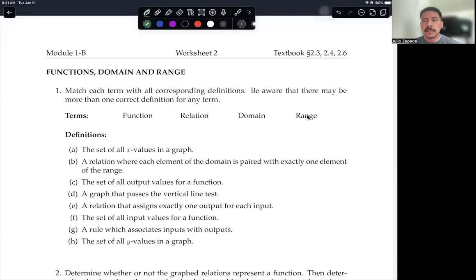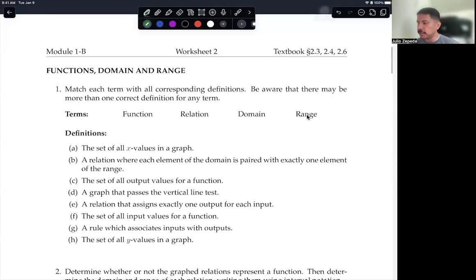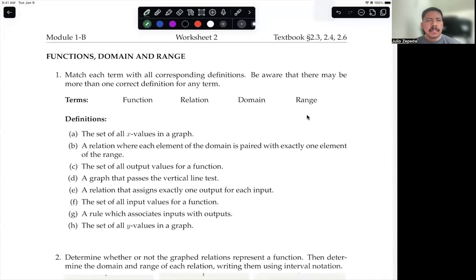Today we're going to look at worksheet number 2. And we'll start with problem number 1. So problem number 1 is just matching terms to their definitions. And so the four terms that we're looking at today are function, relation, domain, and range.